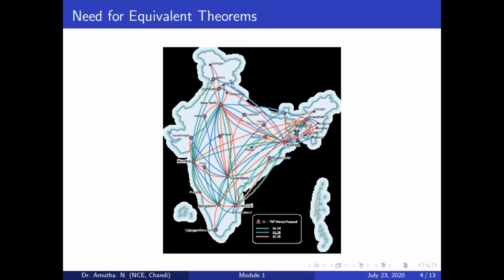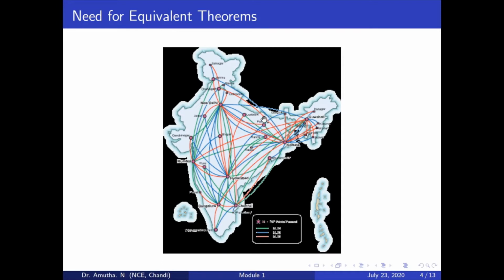Okay, what is the need for these theorems? For example, consider that this is our electrical grid of our country India. Now in Bihar, in Patna, there is some mela going on. For example, say Buddha Purnima mela is going on in Patna. Now there will be an excess load on this Patna region, right?